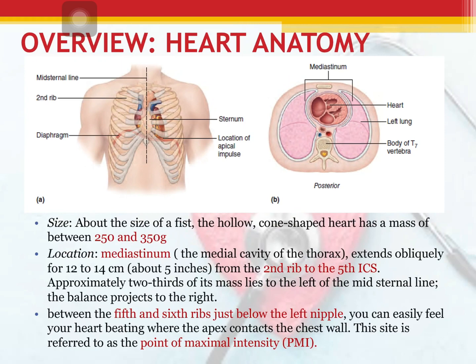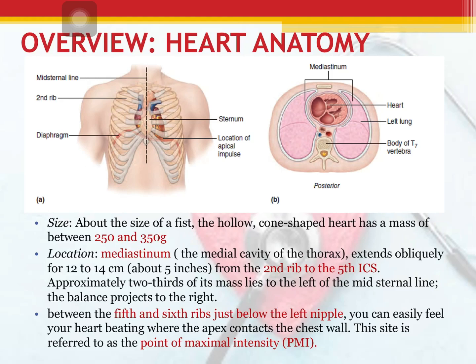Review of the heart anatomy. The heart is about the size of the fist. It is a hollow cone shape that has a mass of 250 to 350 grams. It is located snugly enclosed within the mediastinum or the medial cavity of the thorax.